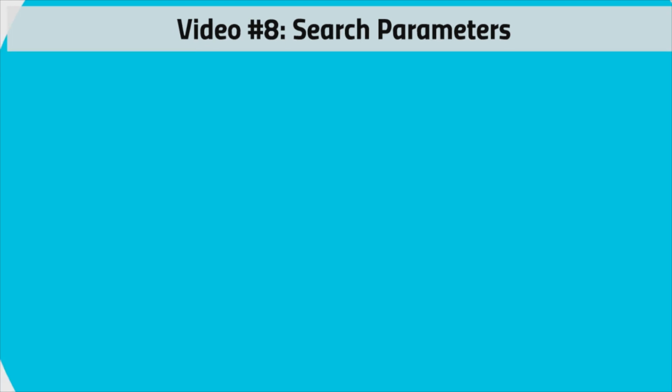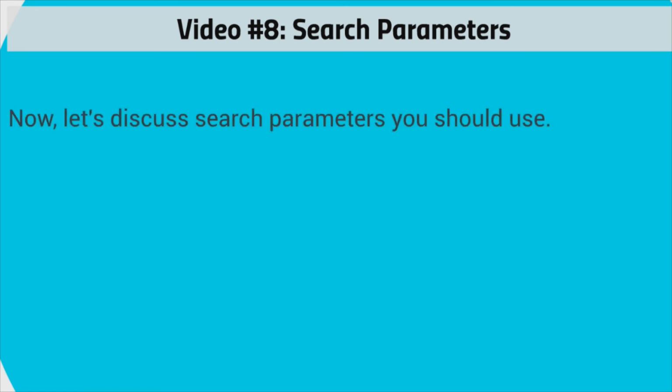Welcome to video number 8. This is search parameters. I'm going to talk about the search parameters you should use when finding people, being proactive, and looking for programmers and inviting them to your job posts.